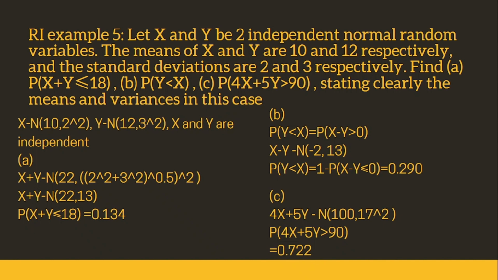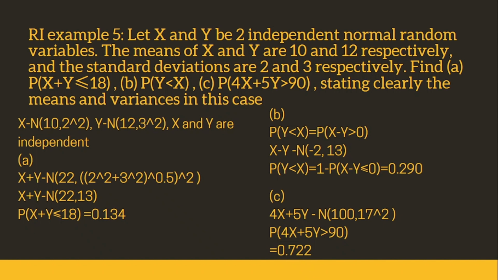For the probability that Y is less than X, it's the same as saying the probability of X - Y is greater than 0. So X - Y has a normal distribution, and the mean will be 10 - 12, which gives us -2. Our variance is the same as X + Y, so X + Y and X - Y have the same variance, which is why you still have 13. So the probability that Y is less than X is basically 1 minus the probability that X - Y is less than 0, which will be 0.290.